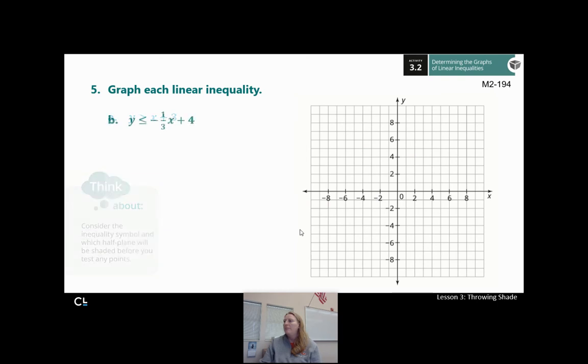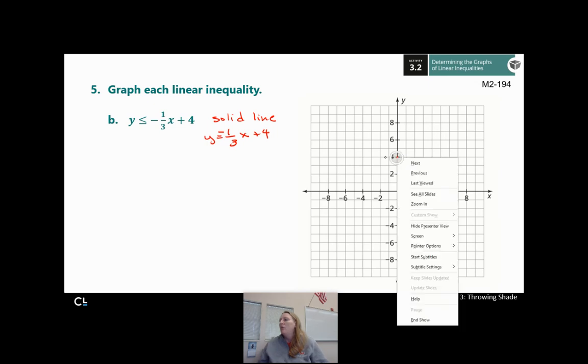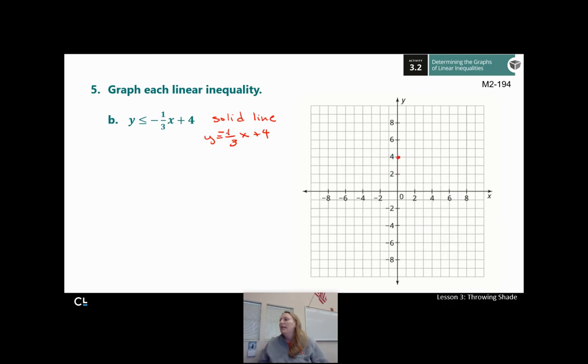Let's go to part B. For part B, again, I see a squashed equal sign, so that tells me this is a solid line. I'm going to graph the line negative 1/3 x plus 4. Don't forget the negative. So I have a y-intercept at 4, and my slope is negative 1/3. So I'm going to go down 1 over 3, if I can make my pen stick. I did eventually. And of course, we said it was going to be a solid line. So let's make that a solid line.